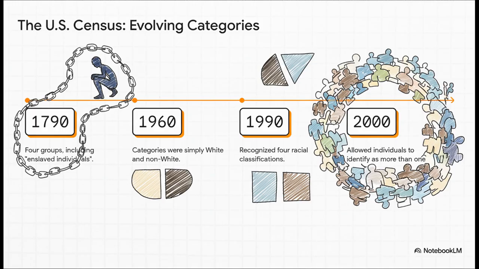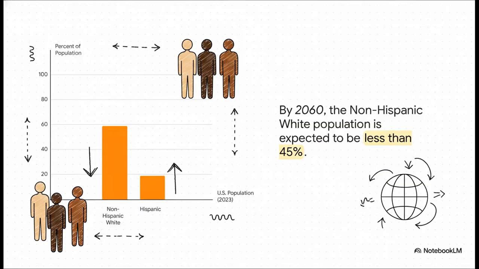Back in 1790, there were 4 groups, including a category for enslaved individuals. That really shows you how the social context of the time, including ideas like the one-drop rule, shaped everything. Fast forward to 1960, and it's simplified to just white and non-white. And get this, it wasn't until the year 2000 that people were officially given the option to identify with more than one race. And the country's demographic makeup? It's changing dramatically.